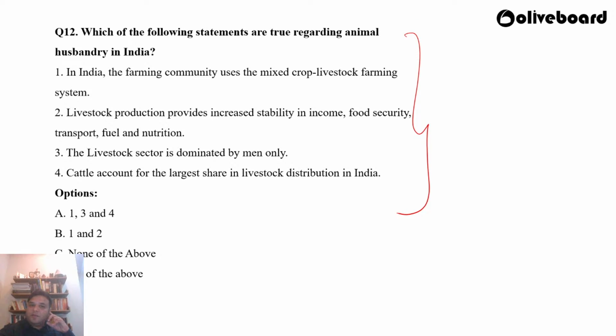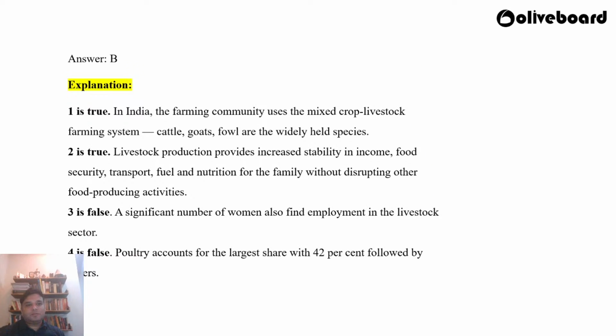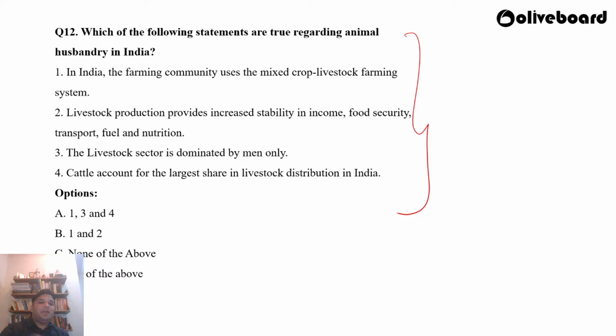In India, the farming community uses the mixed crop livestock farming system. Second, livestock production provides increased stability in income, food security, transport, fuel, and nutrition. Third, the livestock sector is dominated by men only. Fourth, cattle account for the largest share in livestock production in India. What do you think is the correct answer? A, 1, 3, and 4. B, 1 and 2. C, none of the above. D, all of the above. The correct answer is B, 1 and 2.